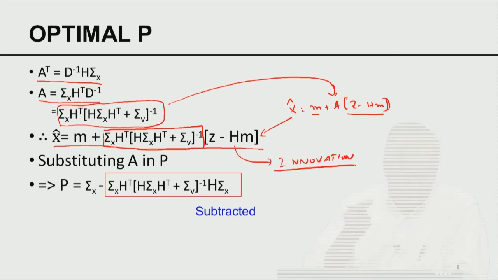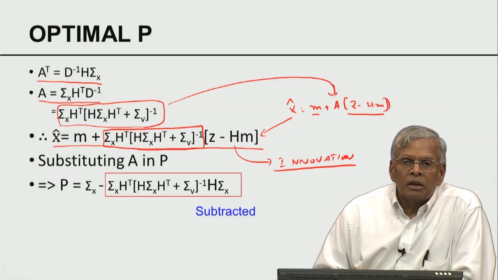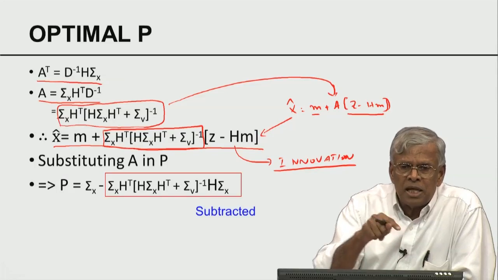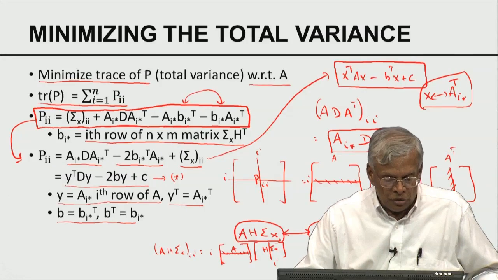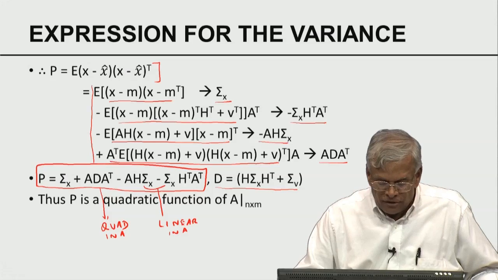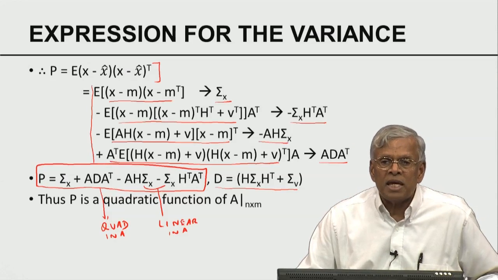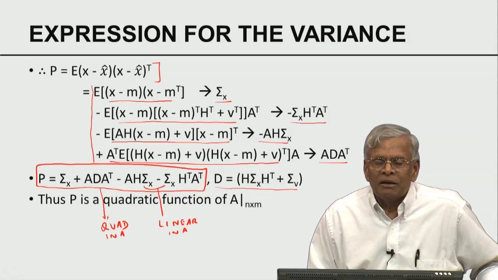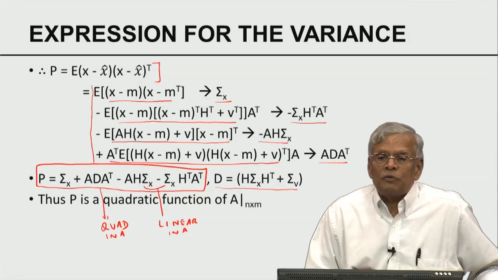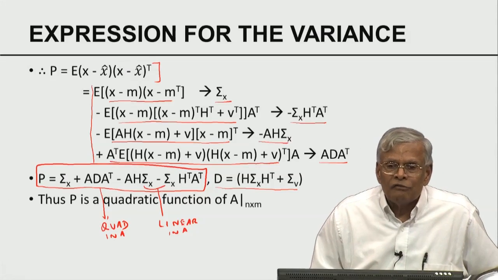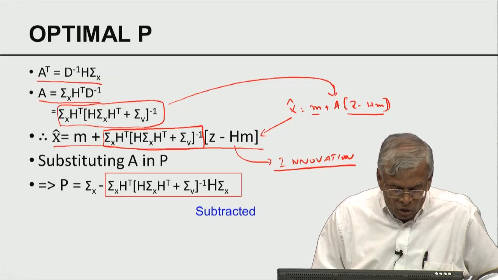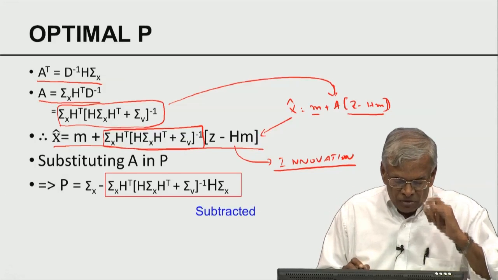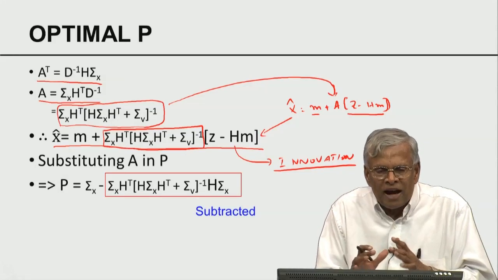Now, not only have we gotten the estimate, we already know the structure of the covariance of the estimate, which is P. If you go back to the previous slide, slide 5, we have an expression for the covariance P, and there everything is known except A. Now we have determined the optimal value of A. So if you substitute the optimal value of A in here, we also get the covariance of the optimal estimate.